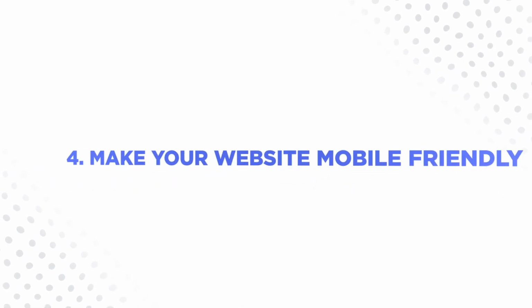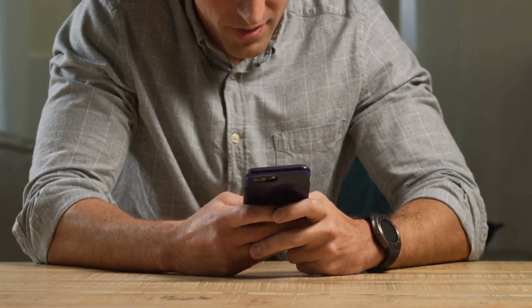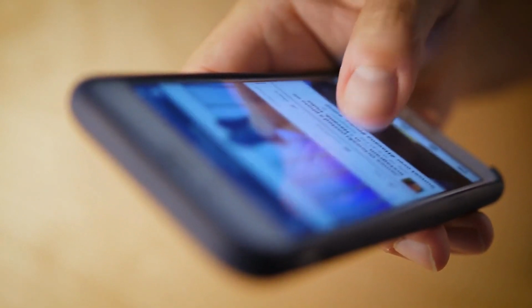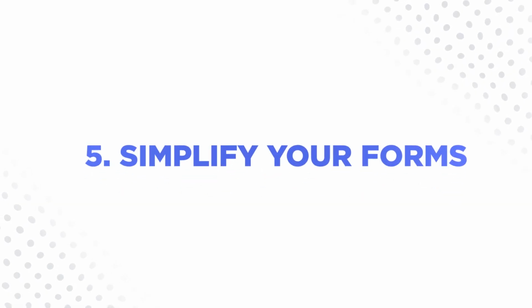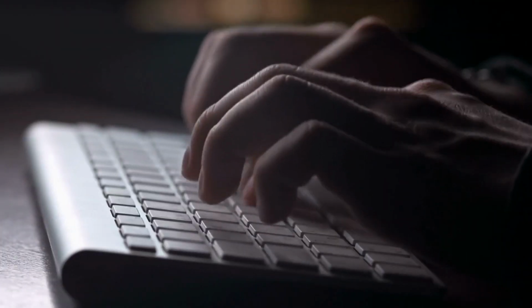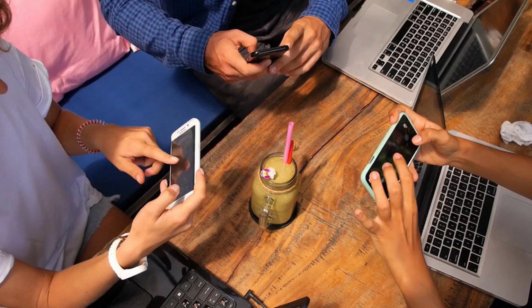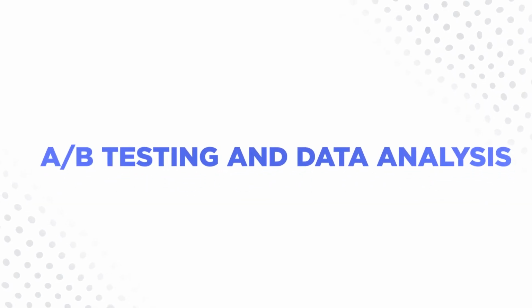4. Make your website mobile-friendly. With more and more people using their smartphones to browse the internet, it's important to make sure your website is optimized for mobile devices. Make sure your website is responsive and easy to navigate on smaller screens. 5. Simplify your forms. If you're asking visitors to fill out a form, keep it as simple as possible. Only ask them for the information you absolutely need and make sure the form is easy to fill out on any device.